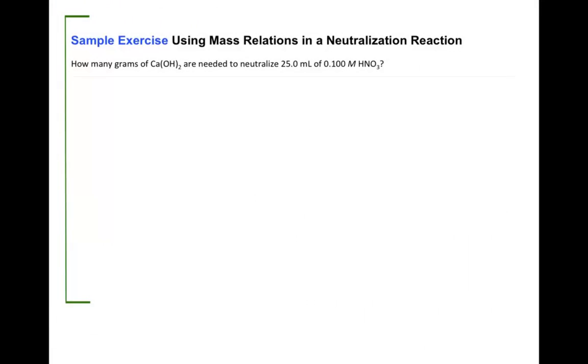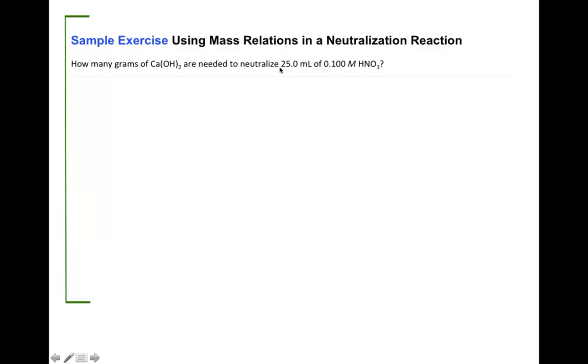In this problem, we're going to use the mass relations in a neutralization reaction. The question is, how many grams of calcium hydroxide are needed to neutralize 25 milliliters of 0.100 molarity of nitric acid? So here we have two compounds. One is a base, one is an acid, and we need to determine how many grams of this we need to add to this solution to neutralize all the acid.